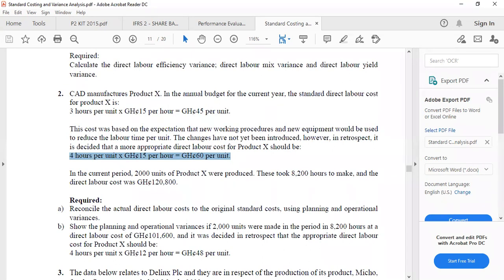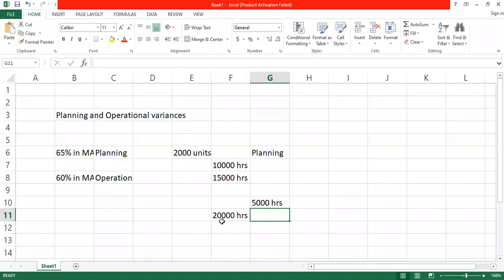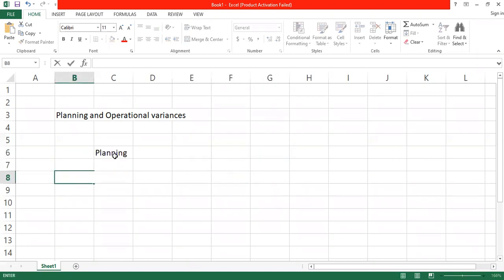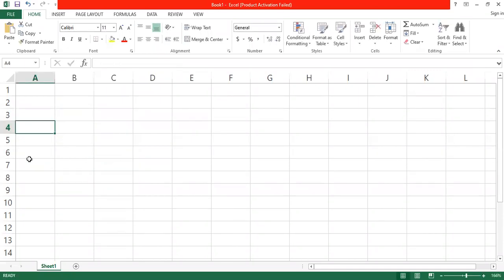But what are we going to have for the planning stage? What will be the variance at the planning stage? Is it going to be on the cost or on the hours? It will be on the hours, isn't it? Yes. So we look at the planning variance, which will be on the hours.